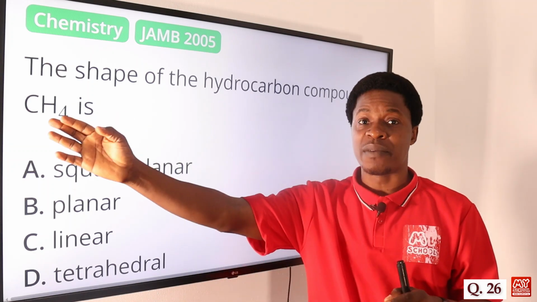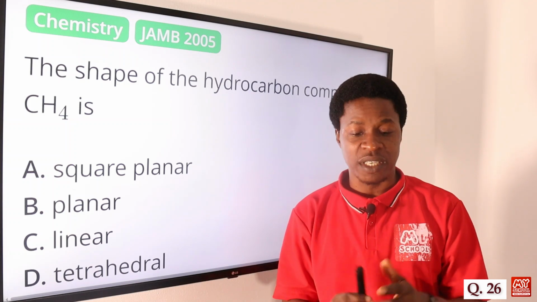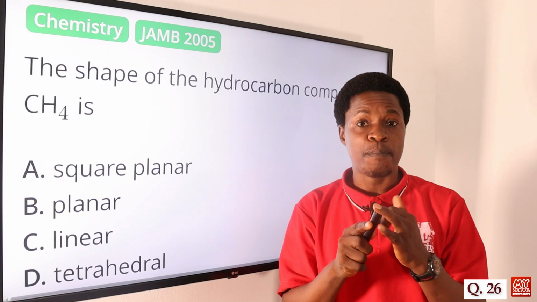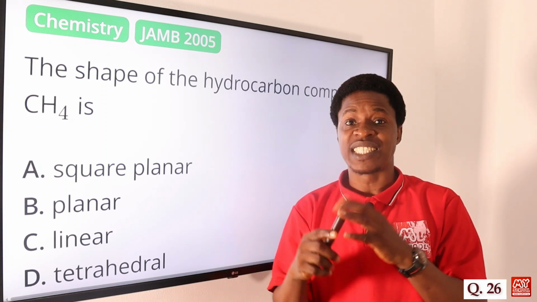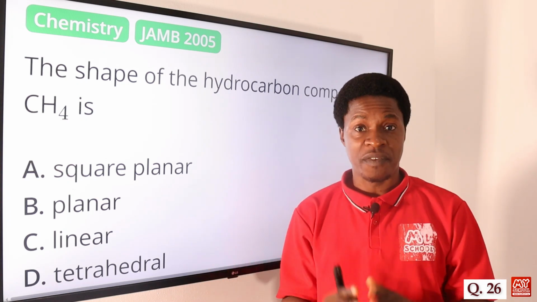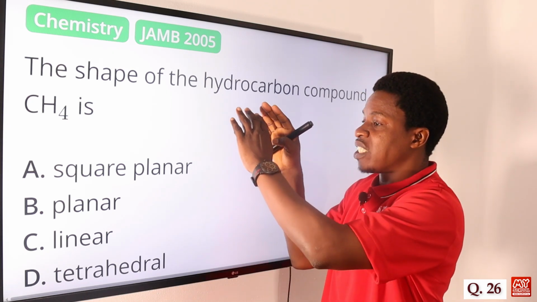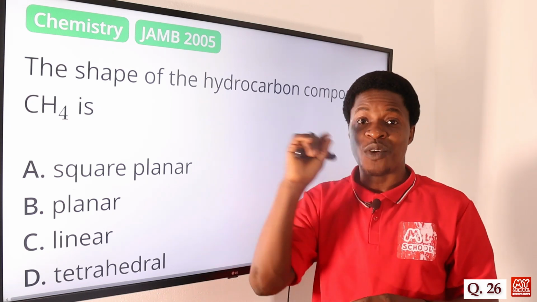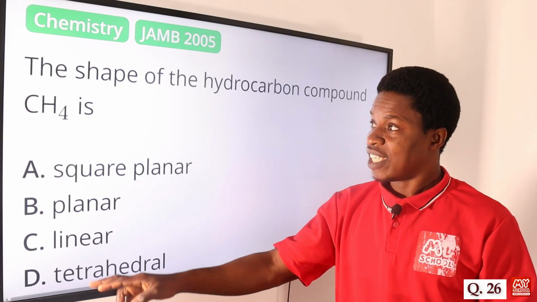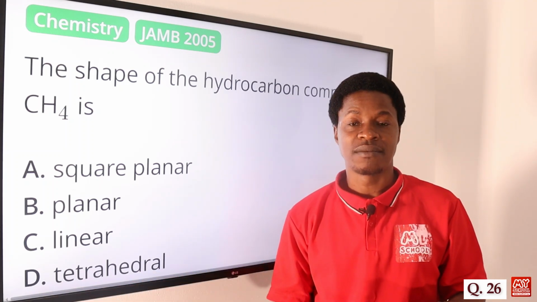For instance, we talk about methane. Methane undergoes sp3 hybridization. When we say sp3 hybridization, it means it is formed from one s orbital and three p orbitals, giving a bond angle, in equal angles, of about 109.5 degrees. That is what is responsible for the tetrahedral shape of methane owing to the VSEPR theory. So based on that, the correct answer is tetrahedral. Option D is the correct answer.